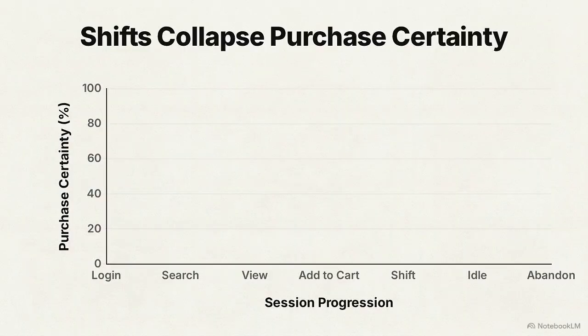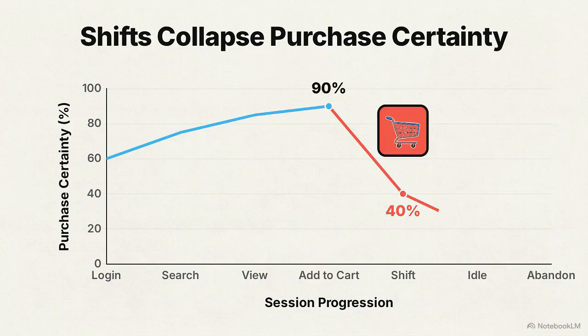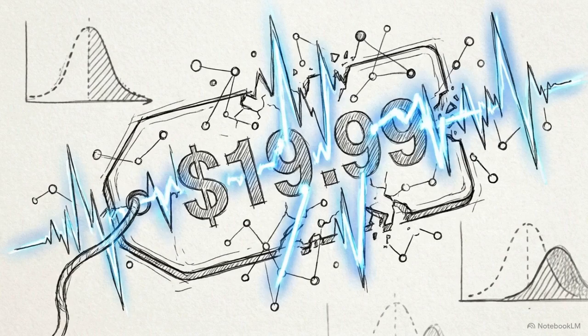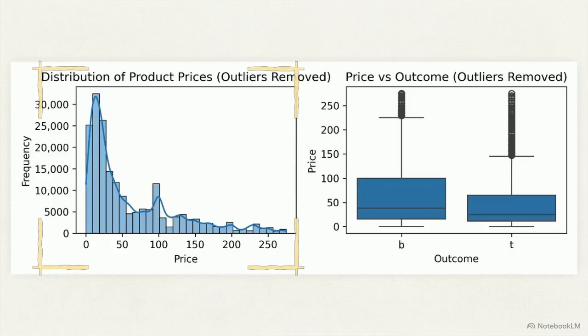The SHAP analysis also highlights the impact of price exposures during the session. These histograms show the distribution of product prices viewed across both datasets. The distributions are heavily right-skewed, showing that lower-priced items dominate the majority of user views.